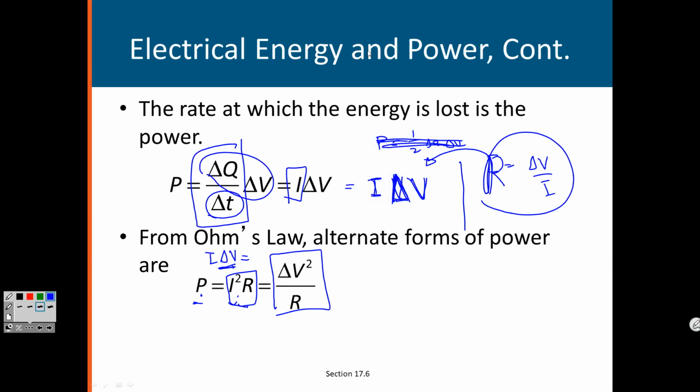Okay, now come to the unit. What about the unit? Power is energy divided by time. So that means energy is in joule. Joule is the SI unit for energy. And time is in second. So it's joule per second, right? So joule per second, we have one name for joule per second, which is watt.